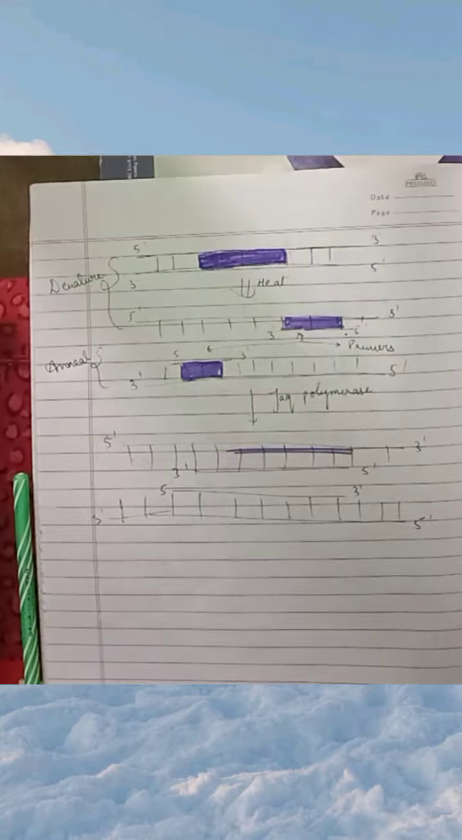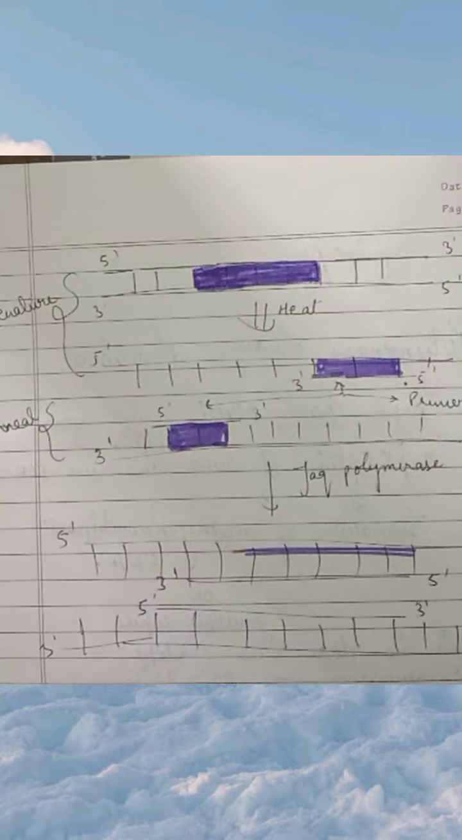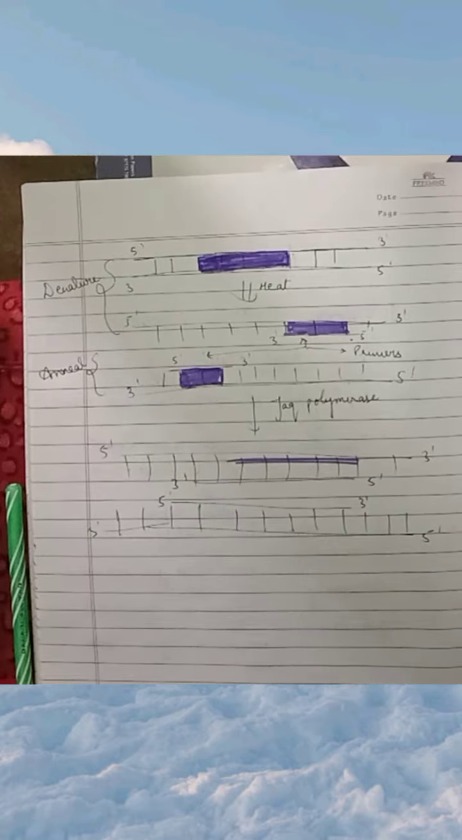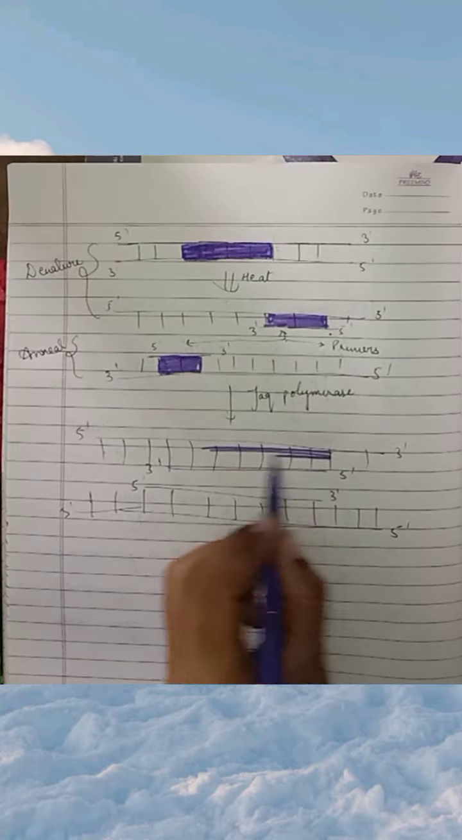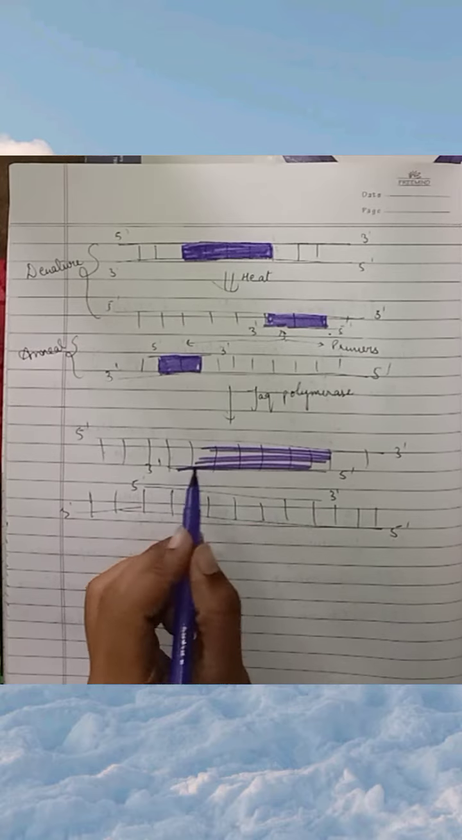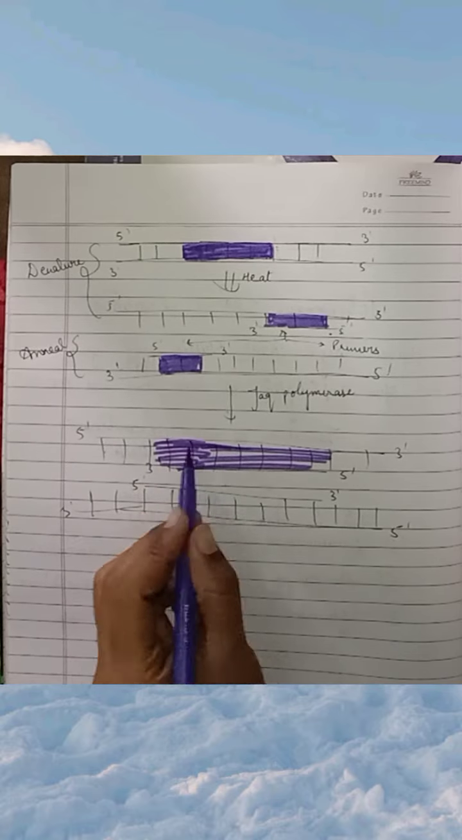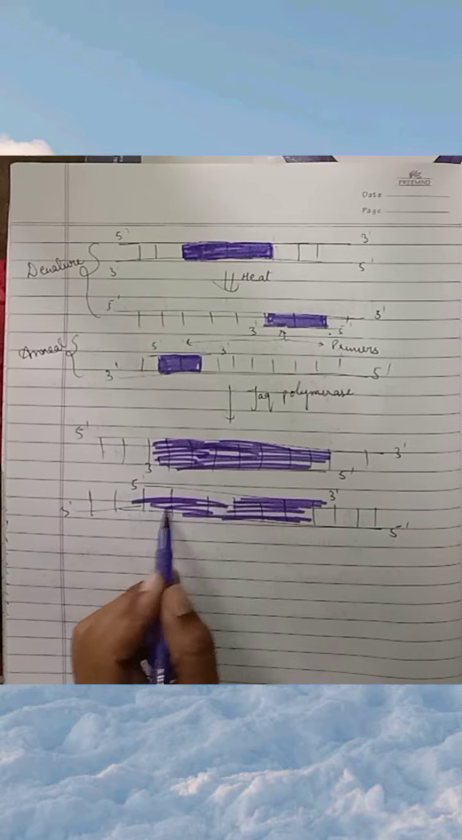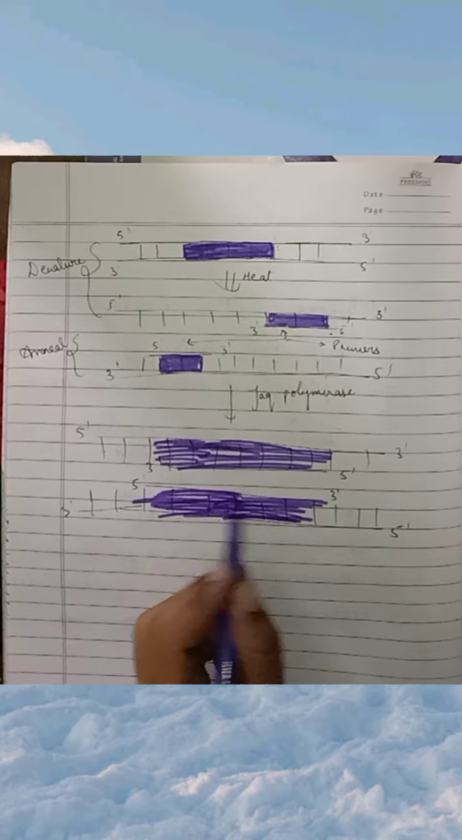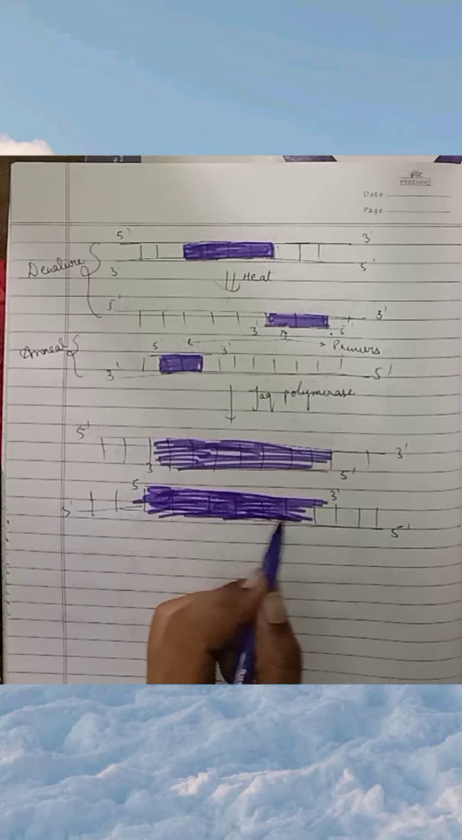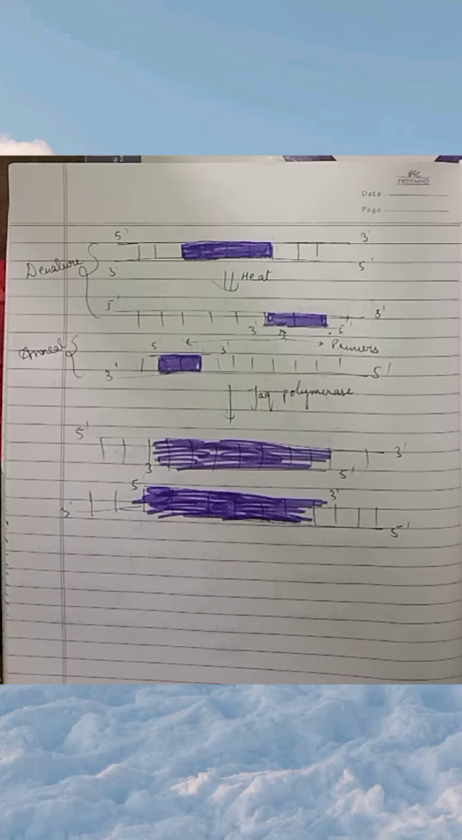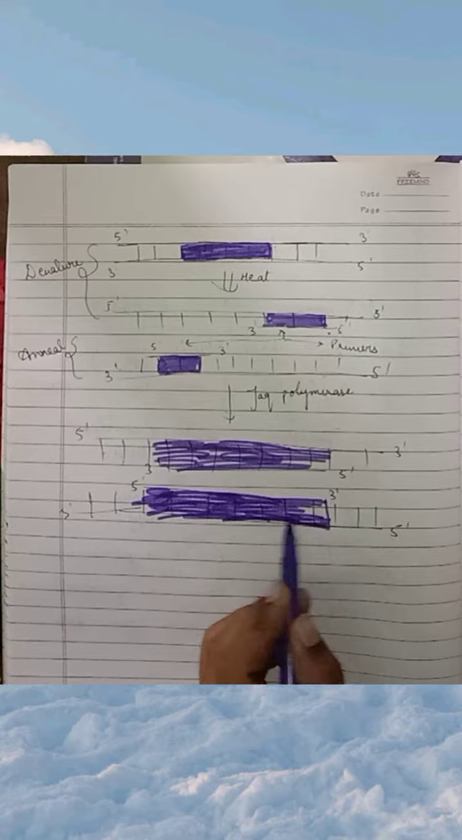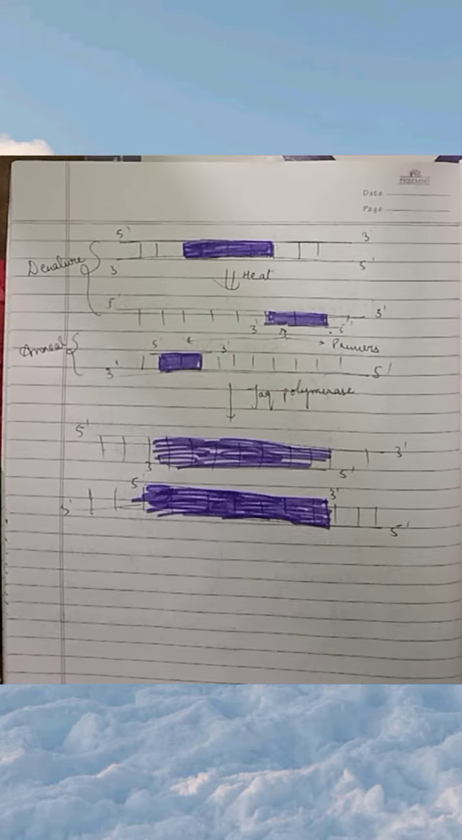We are using Taq polymerase here. We are also using deoxynucleotides. You can write that too. To move forward with the next process, that is extension, which is done at 72 degrees Celsius. It is compulsory to mark the 5' and 3' ends.